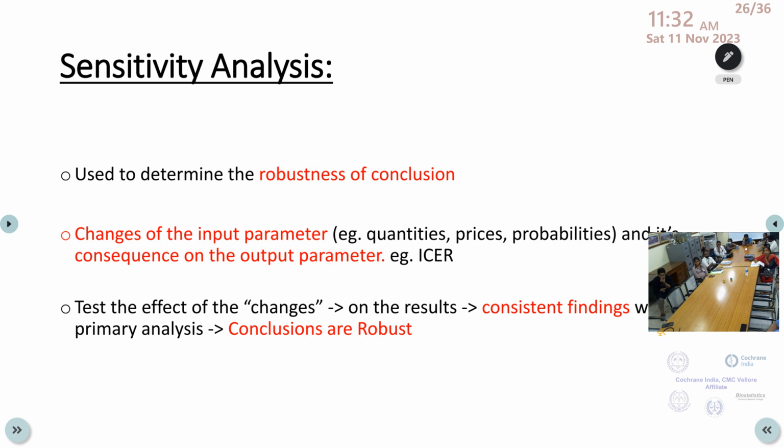So like I said, there's the effect of the changes. What is the result of that, and is it a consistent finding with the primary analysis? And if it is, then we think that the conclusions are robust. But if, when you keep changing variables, if you change just the cost of hospital stay, the personnel cost, or the cost of the drug, the conclusion changes, then it's not a robust conclusion.